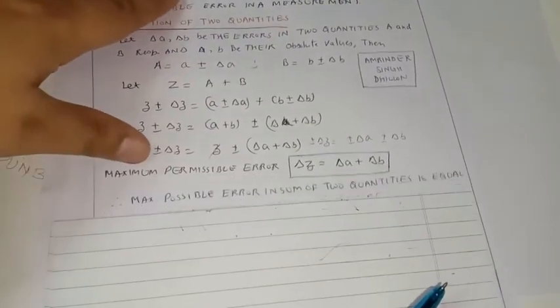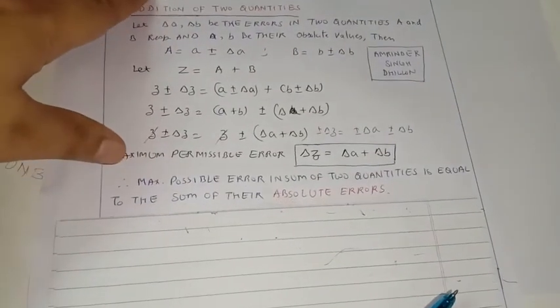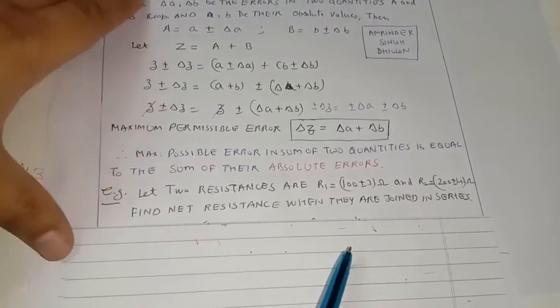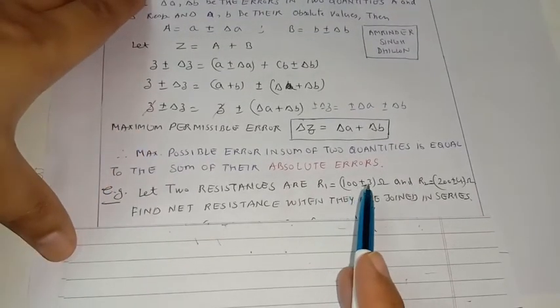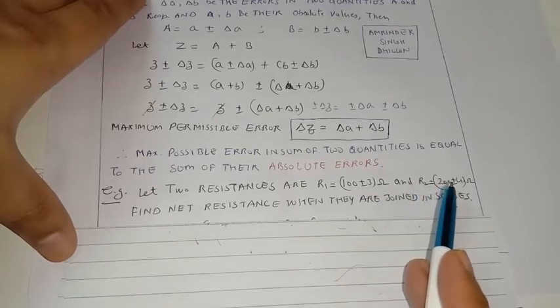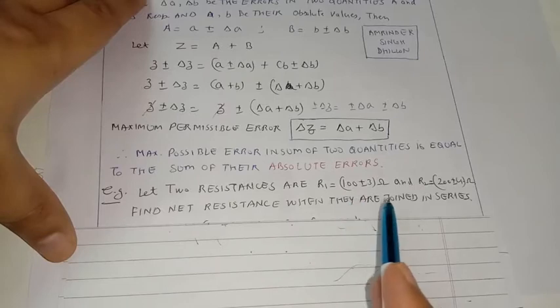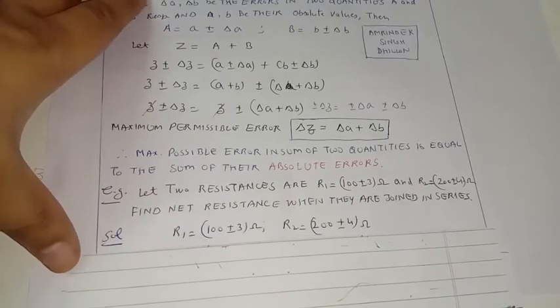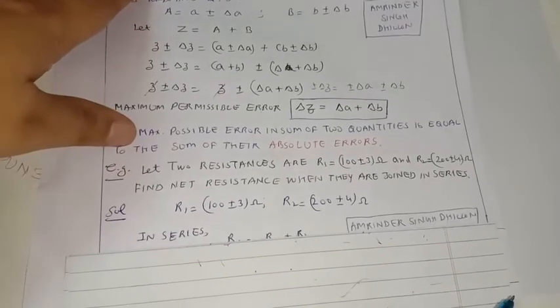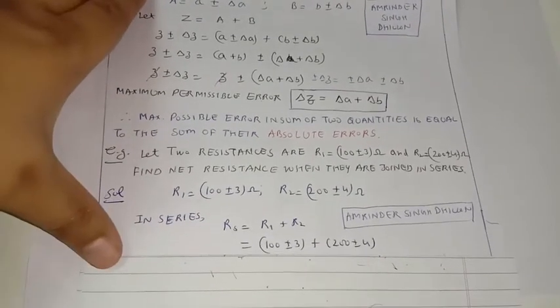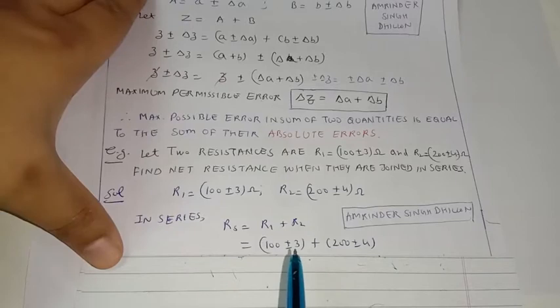We take the help of a small example. Let two resistances be R1 equal to 100 plus minus 3 ohm and R2 equal to 200 plus minus 4 ohm. We have to find out their net resistance when they are joined in series. So R1 and R2 are given. We know that in series the net resistance is simply R1 plus R2. So it will be equal to 100 plus minus 3 plus 200 plus minus 4.